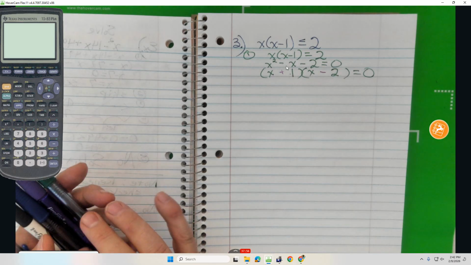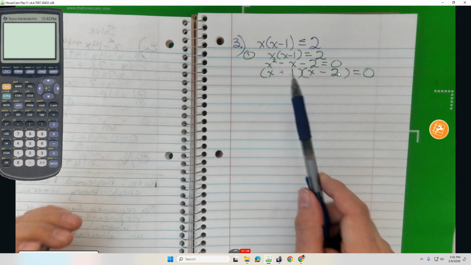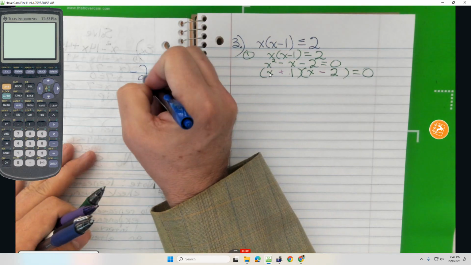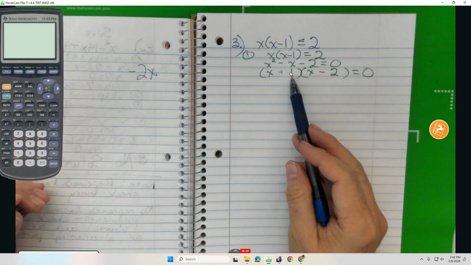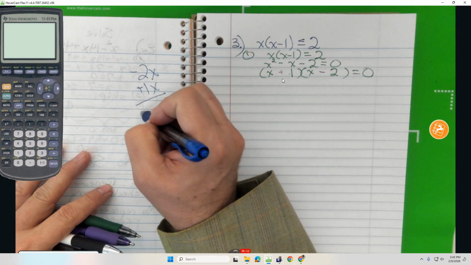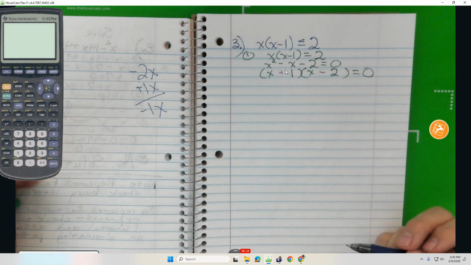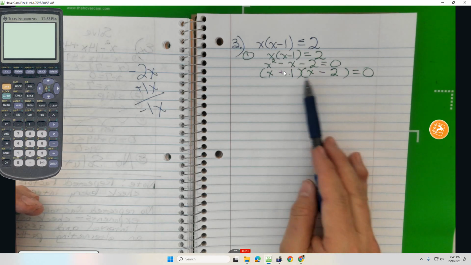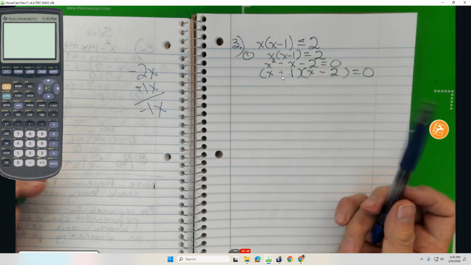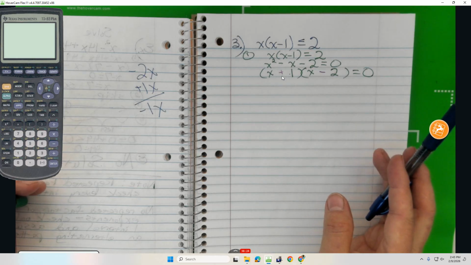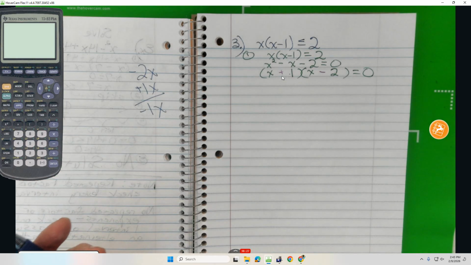Check the outer and inner product just to make sure. What's the outer product? Negative 2x. What's the inner product? Negative 2x plus 1x. That gives us a negative 1x. Is that what we needed? Yes. Notice we don't have the same thing inside the parentheses. So I know when I draw that number line, I'm only going to check one interval. I'm not going to bother checking every interval.